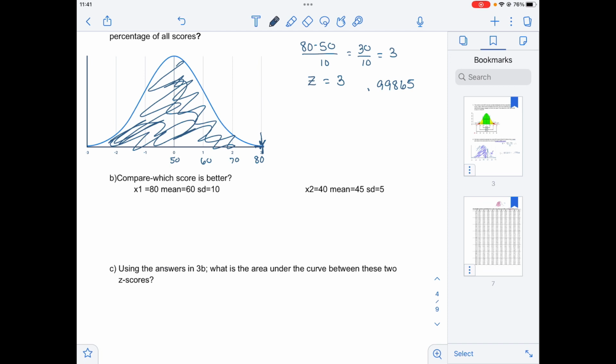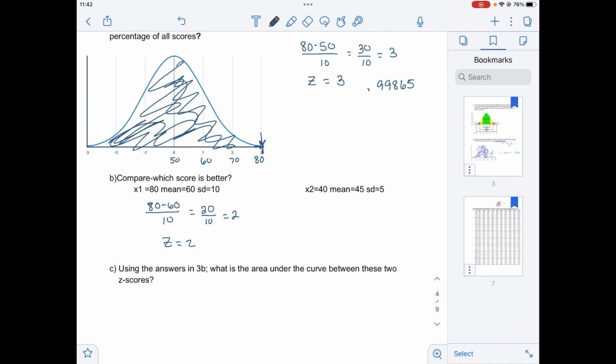They took the same test maybe. Maybe they took different tests. We don't know. Maybe they're using them as data points just to see if they qualify for something. So we're going to first find their z-score. If we think about our raw score minus our mean divided by our standard deviation, we have 20, and then divided by 10, which gives us 2. So this is a z-score of 2.